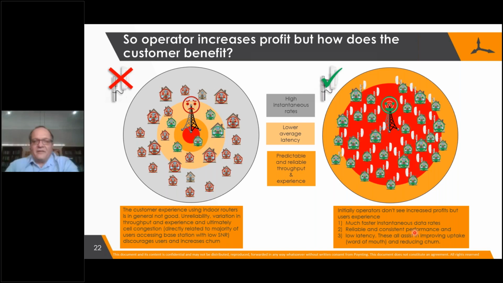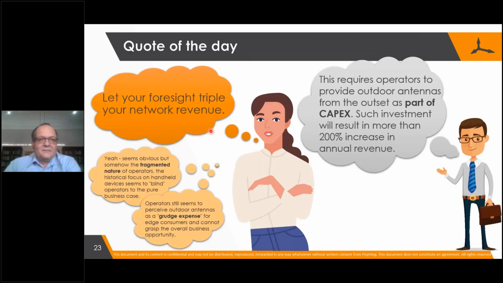So there is a very nice advantage in terms of users and user experience on the right-hand side, regardless of the increased profits that you can make with more users in a cell. So foresight, in other words, if you can, foresight can triple your network revenue. That certainly makes a lot of sense. We'll get some kudos.